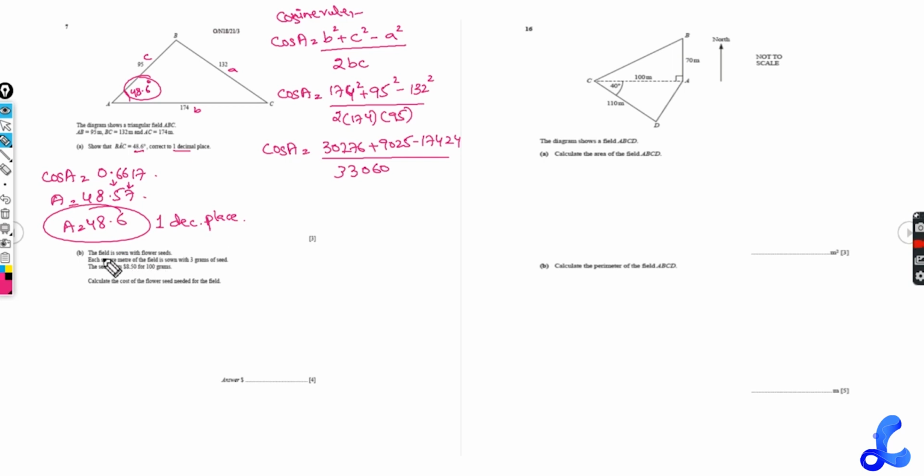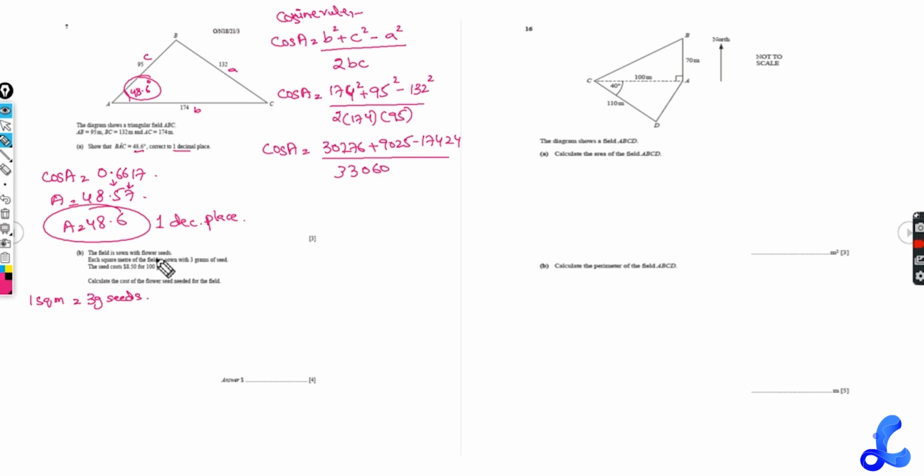Okay, so now this question, part B, is a bit tricky. Let's take care of this very well. We have to be on our toes over here, okay? You have to be very vigilant. What's happening? The question is saying the field is sown with flower seeds. Each square meter of the field is sown with 3 grams of seeds. So 1 square meter equals 3 grams of seeds.